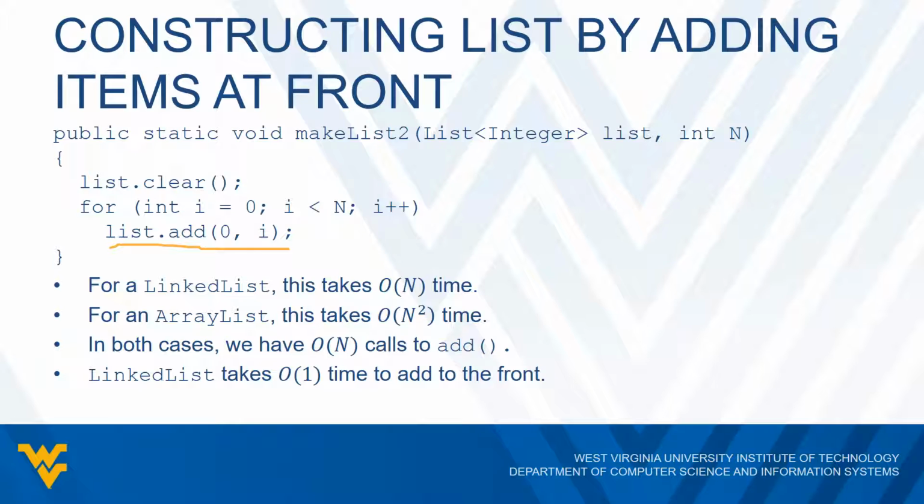For an array list, though, that's going to take O of n time to add to the front, because if we add something to the front of the list, we have to shove everything else over one spot in the array. So that's why we get O of n squared time. That's why the array list approach takes O of n squared time.